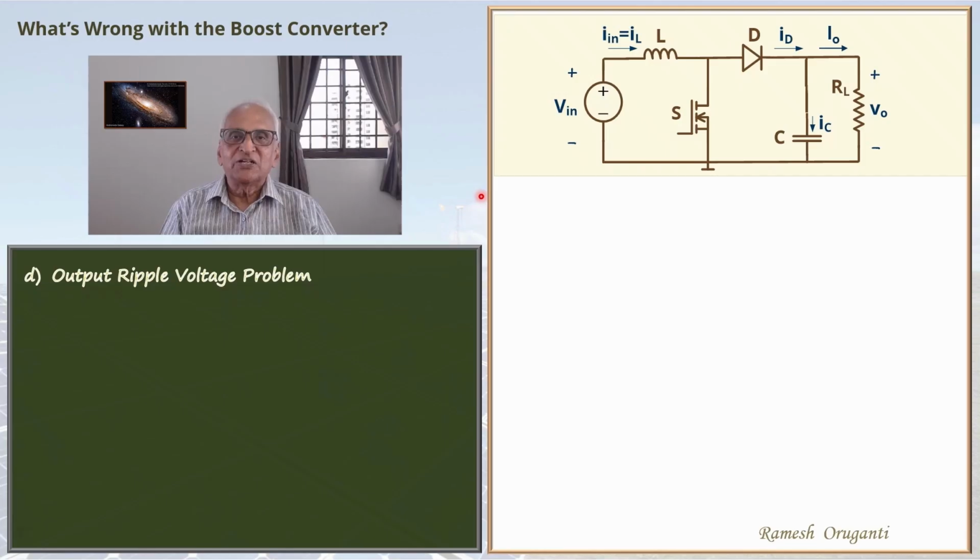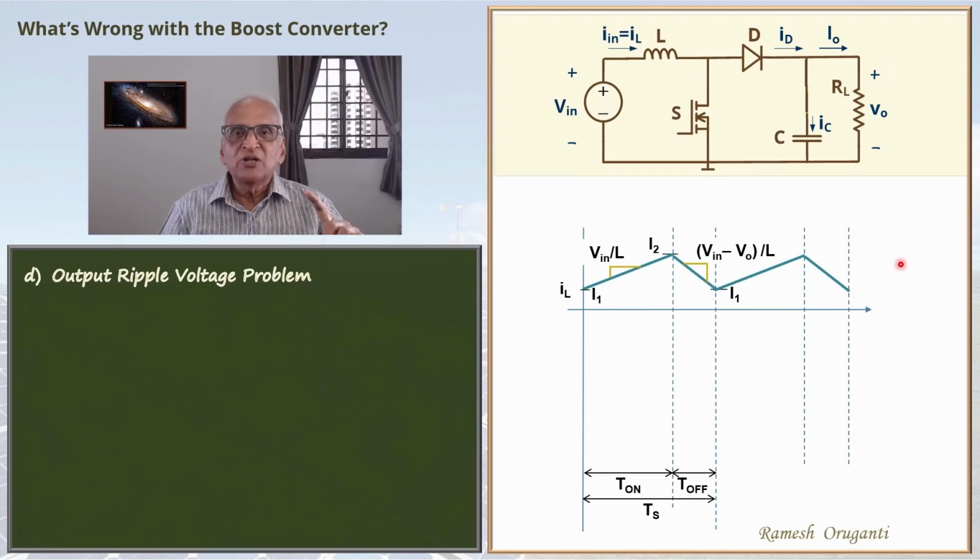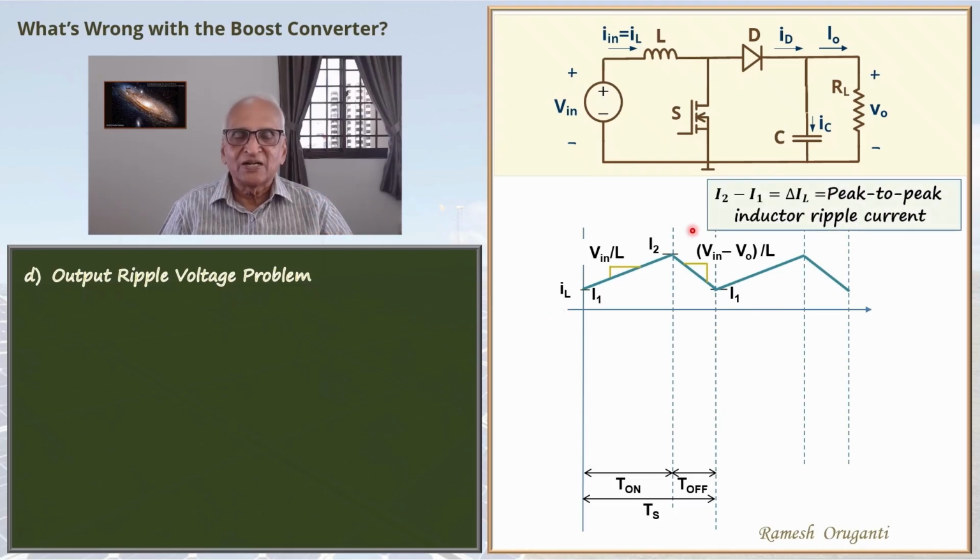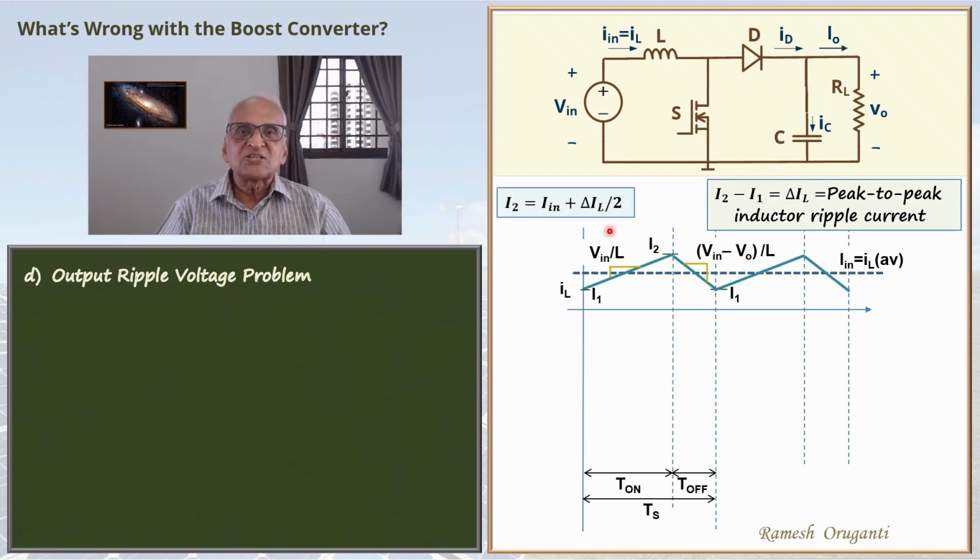In a boost converter, the inductor current waveform under continuous conduction mode is as shown. I2 minus I1 is the peak-to-peak inductor ripple current. The average inductor current is In, the DC input current. Notice that the peak value I2 is In plus delta IL by 2. So the peak inductor current is In plus delta IL by 2.